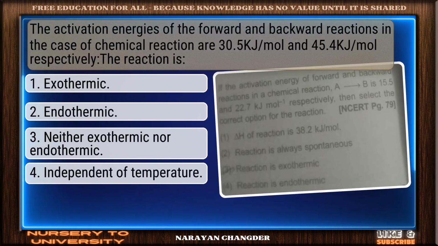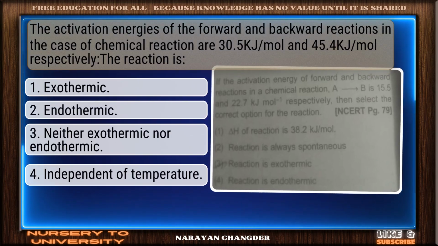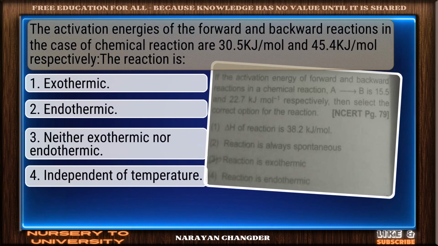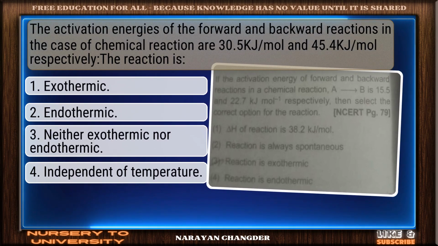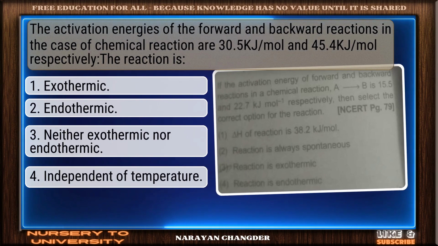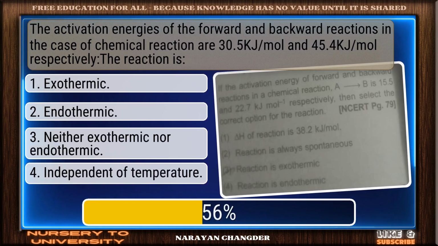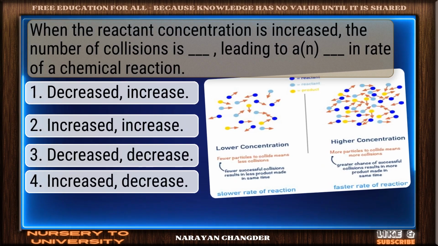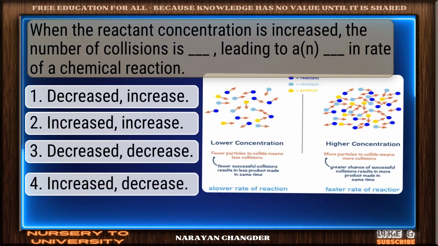The activation energies of the forward and backward reactions in the case of a chemical reaction are 30.5 kJ/mol and 45.4 kJ/mol respectively. The reaction is? Option 1, exothermic. Option 2, endothermic. Option 3, neither exothermic nor endothermic. Option 4, independent of temperature. Exothermic, well done.